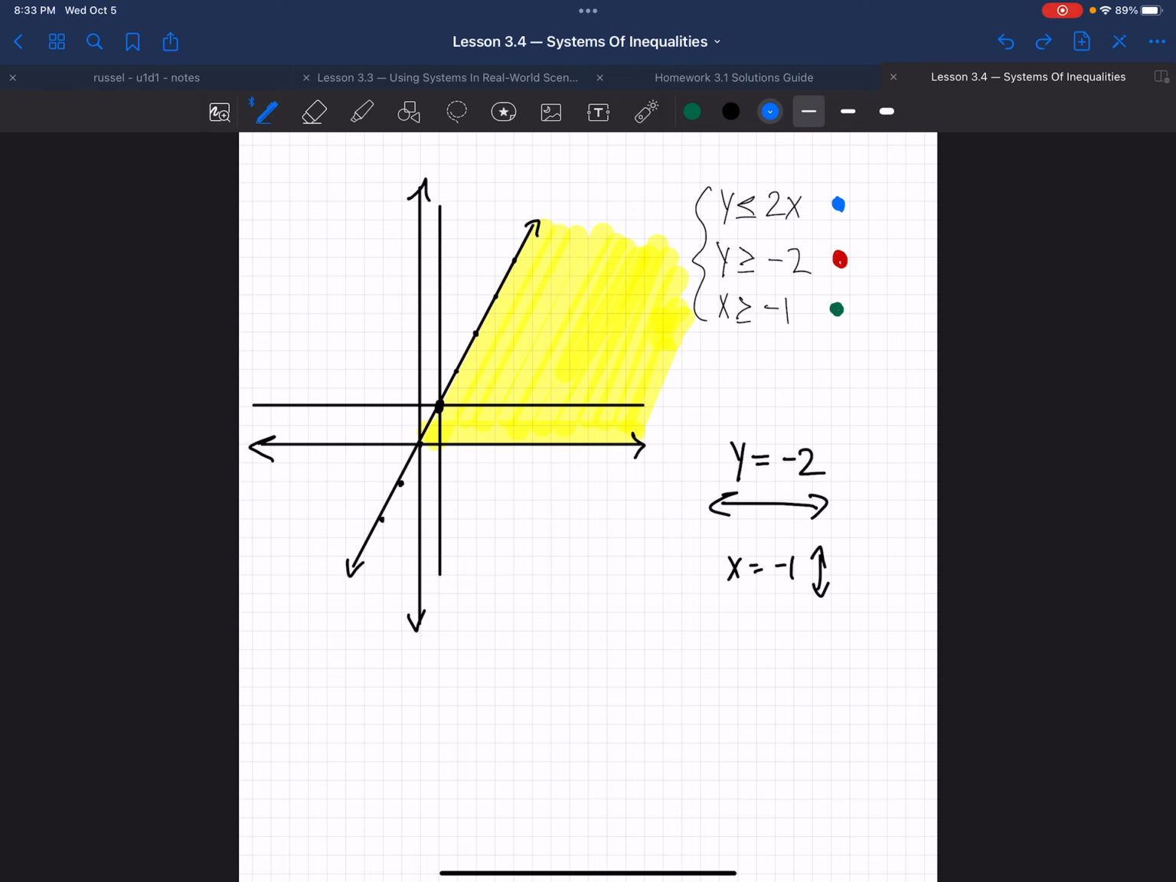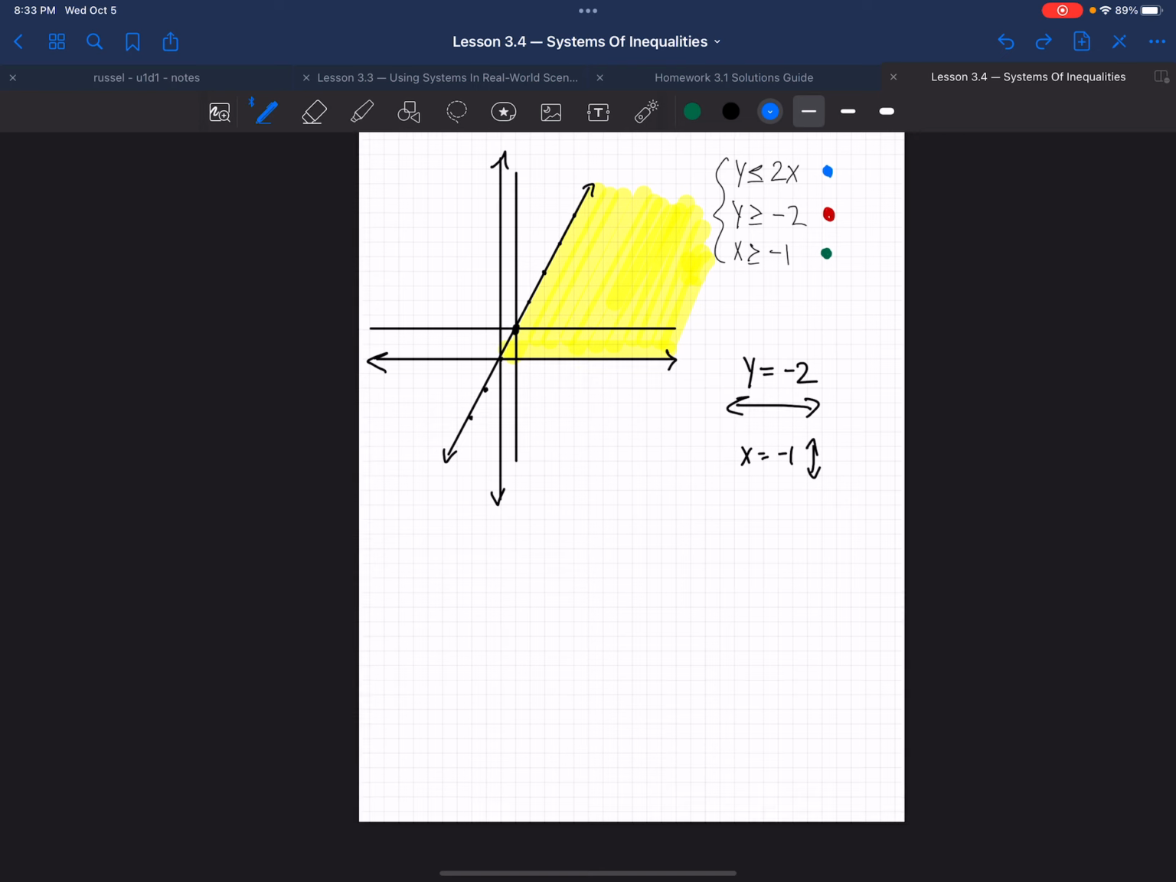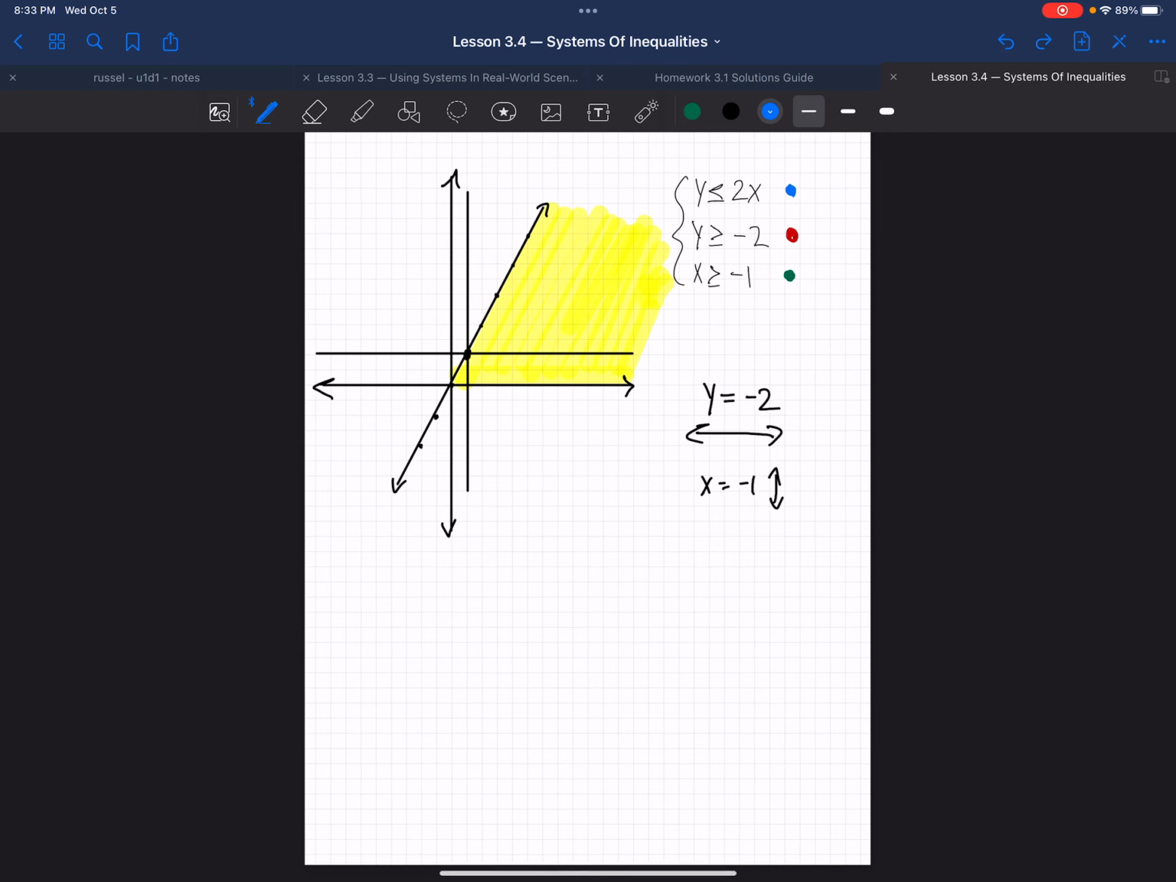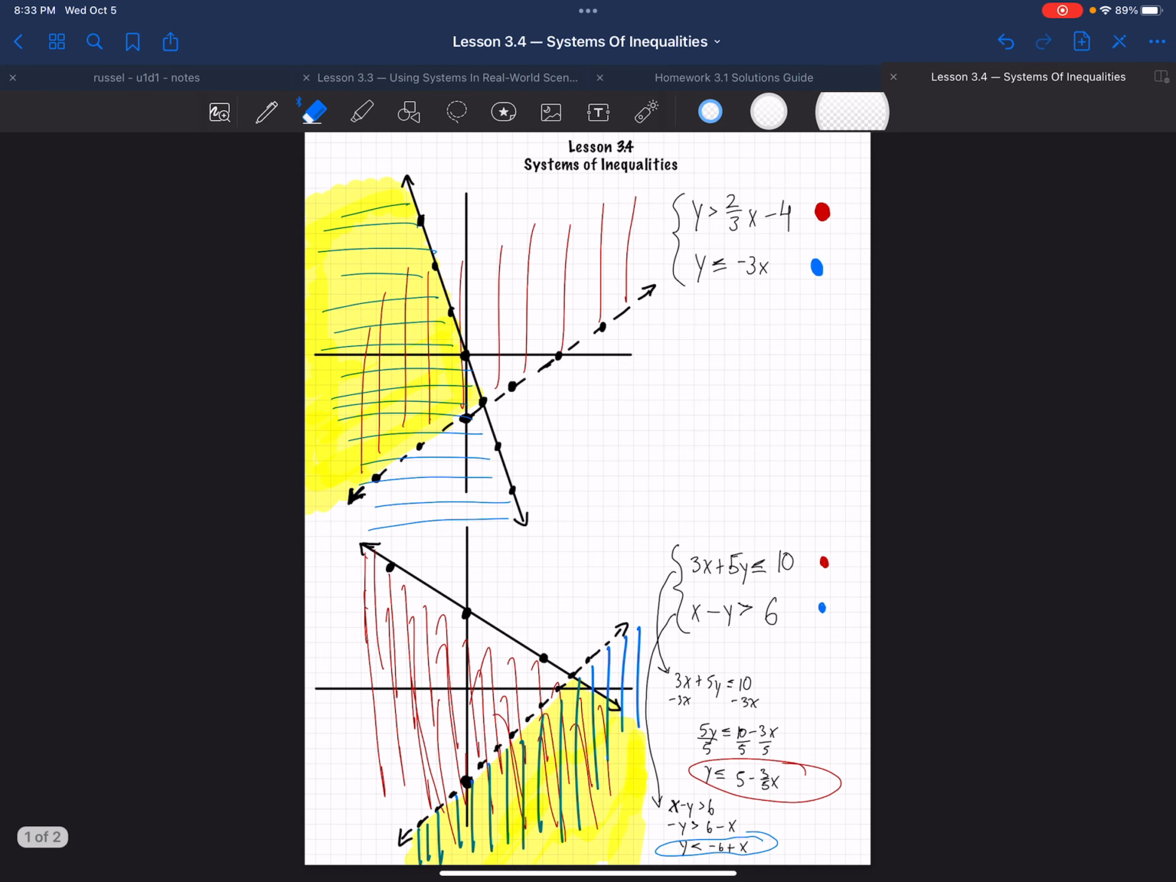So that's pretty much it for lesson 3.4. There are some word problems on the homework. I might make another video sometime talking about word problems, but for the most part, you're just setting them up on your own. So there you go. Okay.